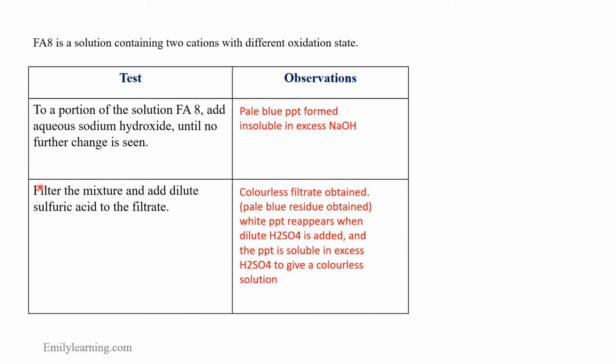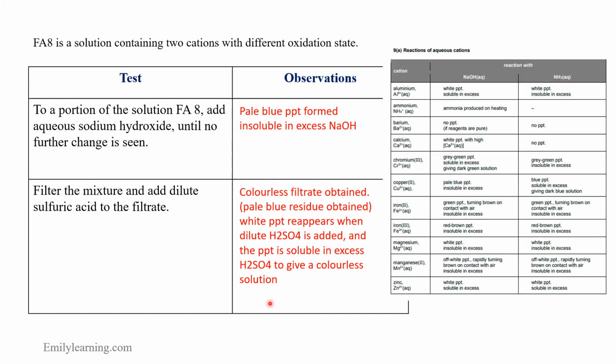Then next you filter the mixture and add dilute sulfuric acid to the filtrate. And here is what you observe: a colorless filtrate is obtained. A white PPT reappears when dilute H2SO4 is added, and the PPT is soluble in excess H2SO4 to give a colorless solution. Now, let's refer back to the qualitative analysis notes for the testing of aqueous cations to understand these observations.